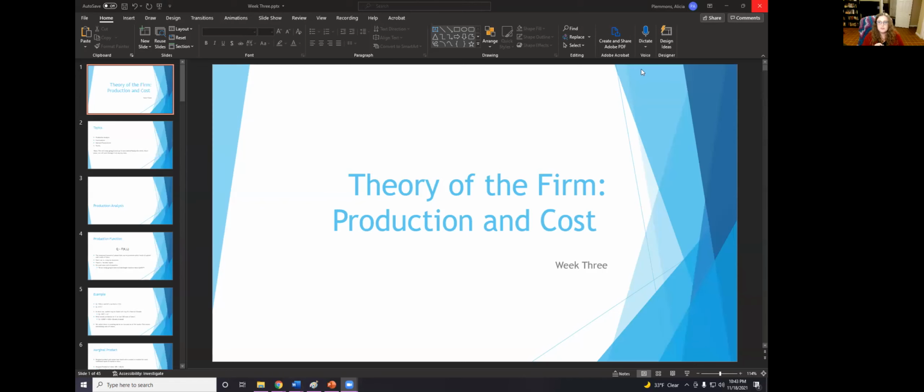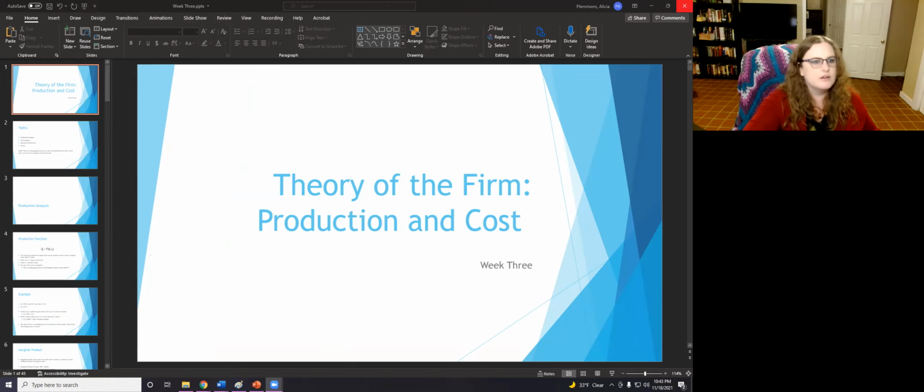So in week 3, we moved away from the consumer perspective and started thinking about the producer perspective. How do firms operate and what decisions do they make? This is also where we started thinking about isocost and isoquant curves, because we had to think about the production analysis, what goes into producing a good or service. And in that, the different inputs for it. So this is where we went into the idea of capital and labor.